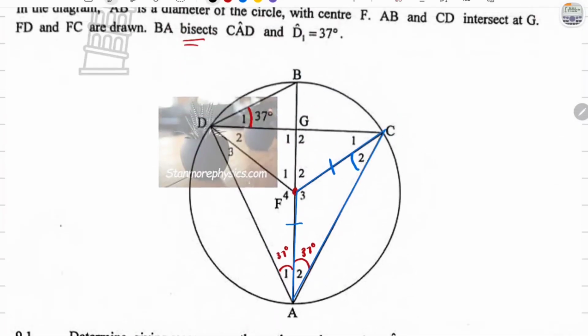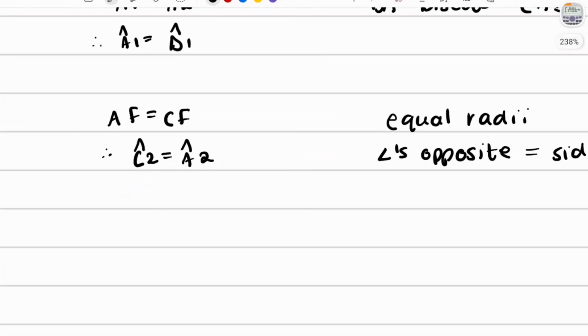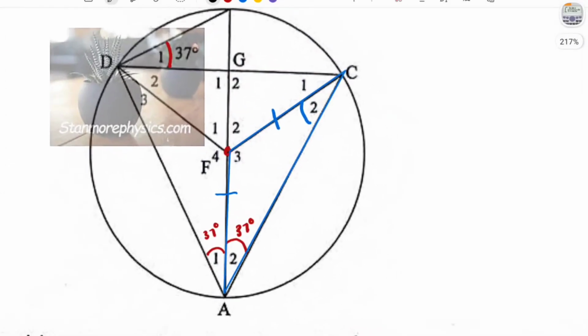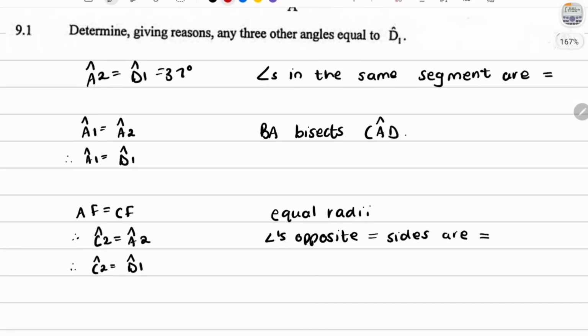Okay. And so, of course, that means that angle C2 is also equal to angle D1. So that would be 3 angles, which are also 37 degrees, 3 angles that are equal to angle D1. So that is the first question.